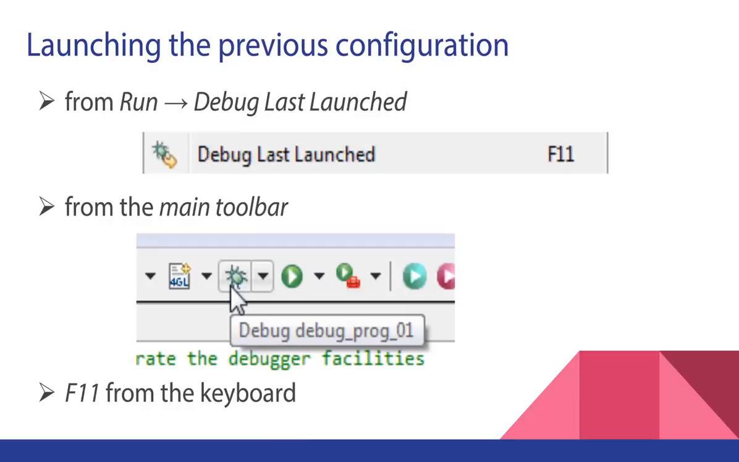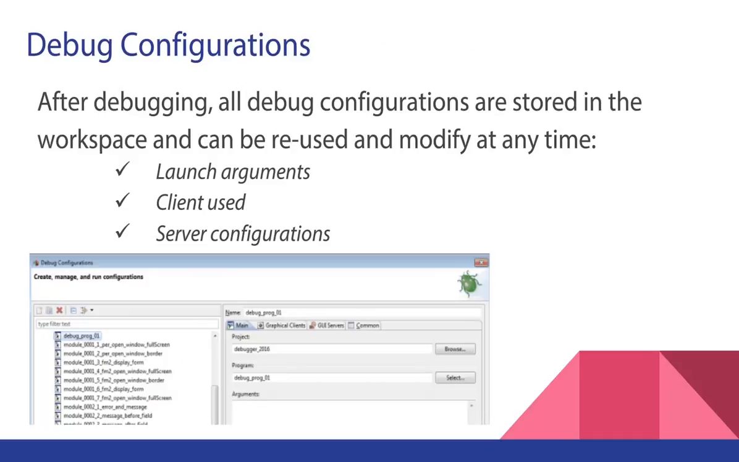You can launch the previous configuration from the main toolbar, from the menu bar by going to Run Debug History, or by pressing F11 on your keyboard. After you launch a program in the debug mode, its debug configurations are saved automatically to your workspace.